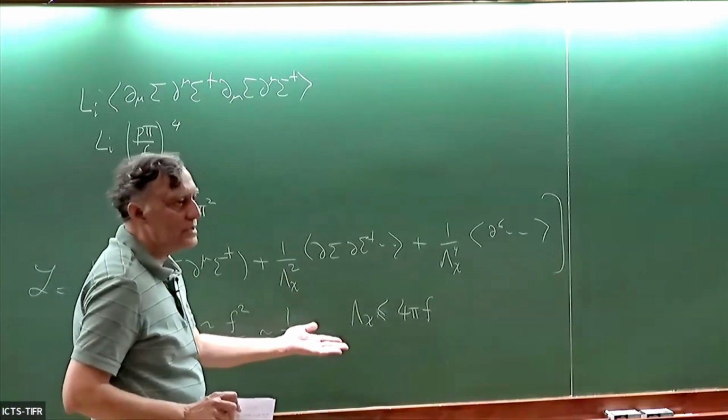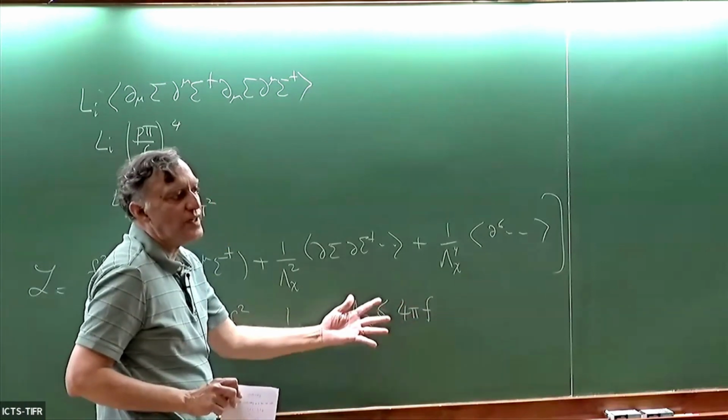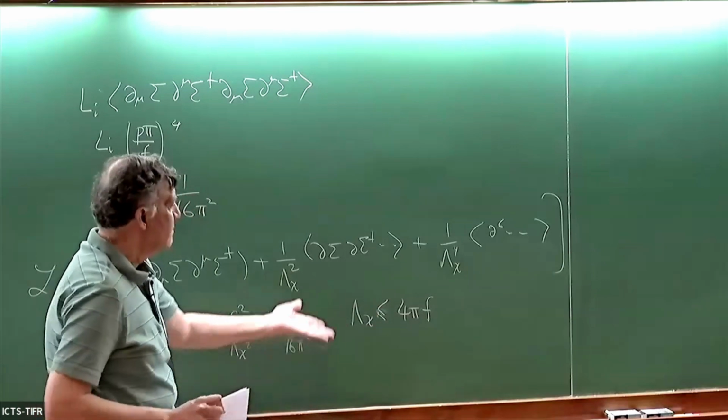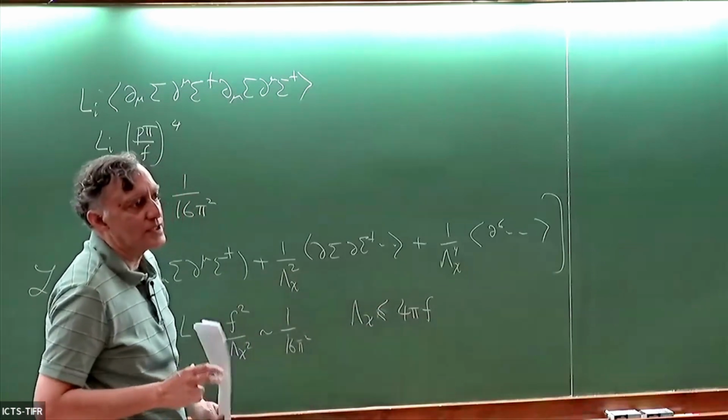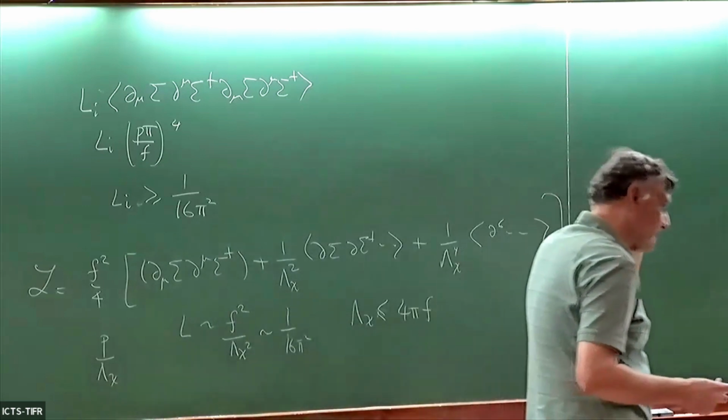that the scale of the expansion is not p over f. If the expansion was in p over f, then for an on-shell pion, p over f is bigger than 1, and you would have no expansion. So there's this extra 4 pi essentially, which is what's making everything work.